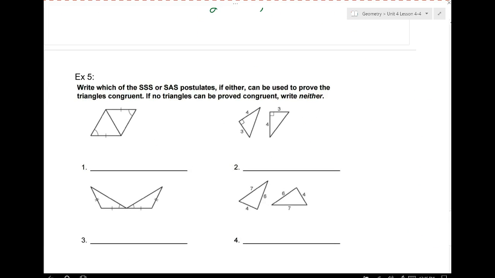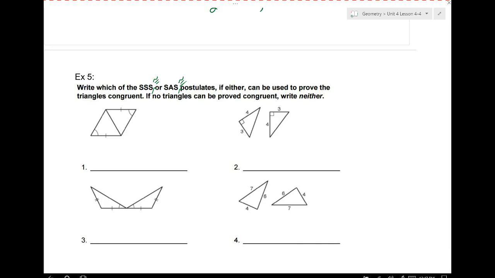It says tell or write which of the side, side, side congruence or the side angle side congruence postulates, if either, can be used to prove the triangles congruent. If no triangles can be proved congruent, write neither, however you want to say that. Here's the thing. This is how you're going to see it written in your book. Remember, you were always going to think what? And always write it with a congruent symbol though, okay? So look with me on that first example right there.